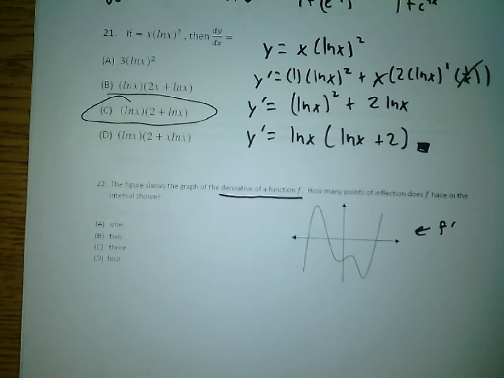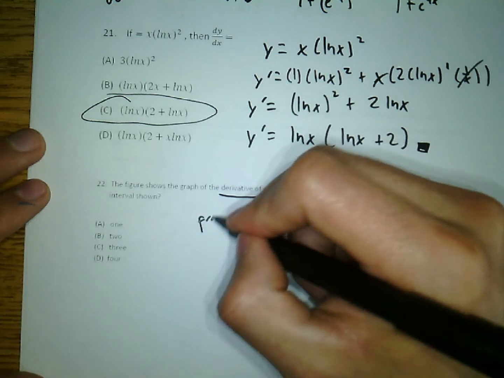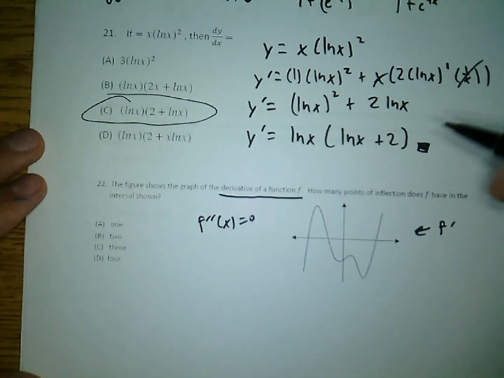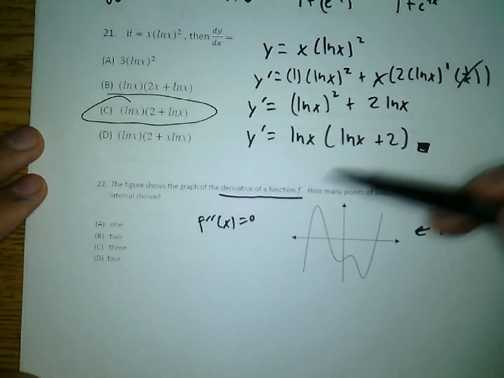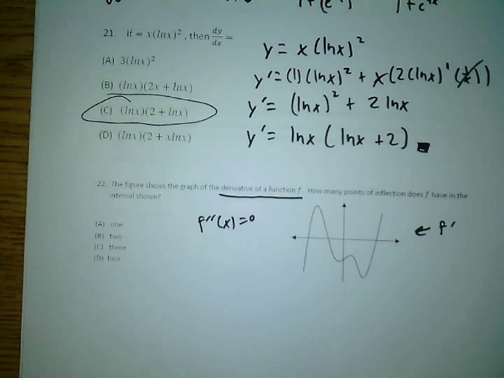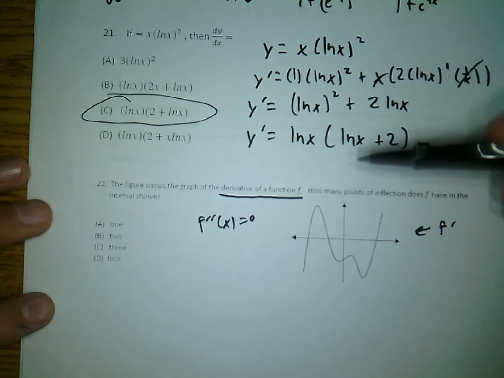To find that, we set the second derivative equal to 0. Now, why equal to 0? Because this is a polynomial, so we're not going to have anywhere that we're going to be undefined. So here's what I know: the second derivative is equal to 0.